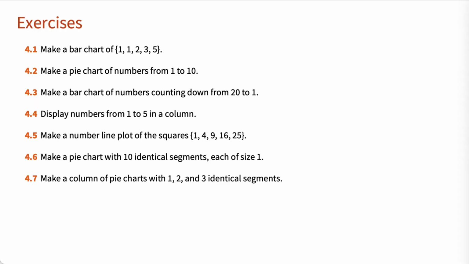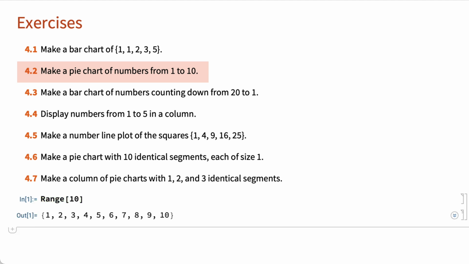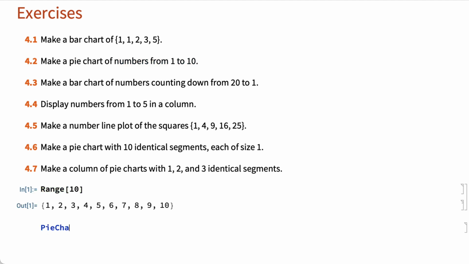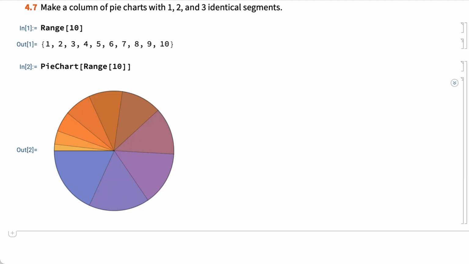Here are the exercises from the end of this section. As an example, consider exercise 4.2. Make a pie chart of numbers from 1 to 10. The Range function can give a list of the numbers from 1 to 10, and using that as the argument in the PieChart function gives the desired result.